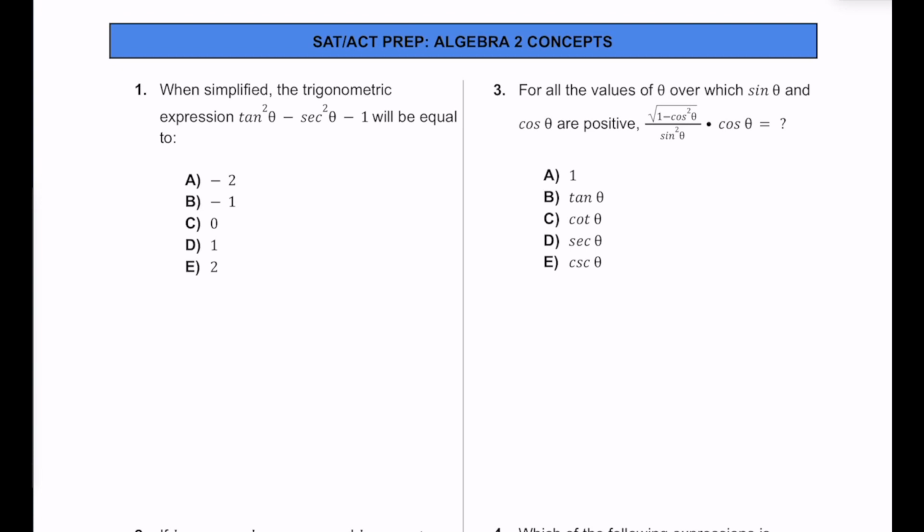As always, I encourage you to pause the video whenever you need to think a little bit, and I also encourage you to grab some paper and something to write with so we can go ahead and do some math together.